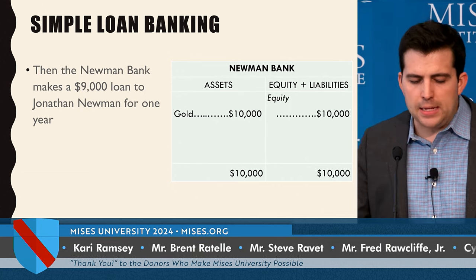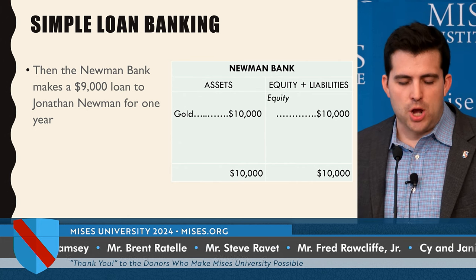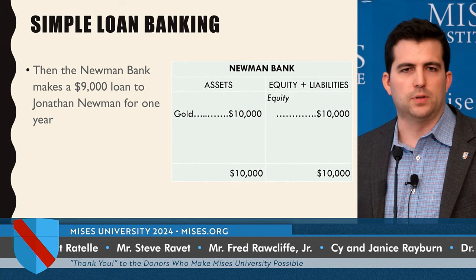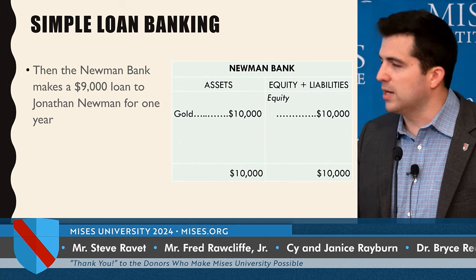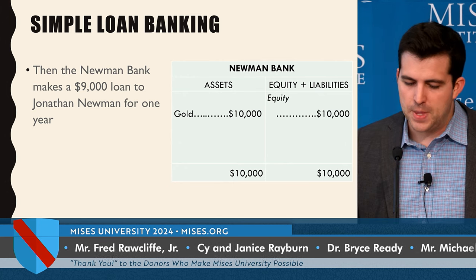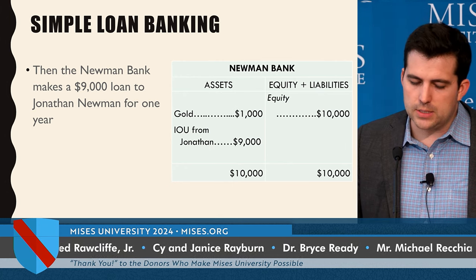So then the Newman Bank is going to make a $9,000 loan to Jonathan Newman for 1 year. The Newman Bank, we just stick with the Newmans for now. That's sort of who I trust. I'm going to just lend to a fellow Newman, right? Okay, so what does this look like?